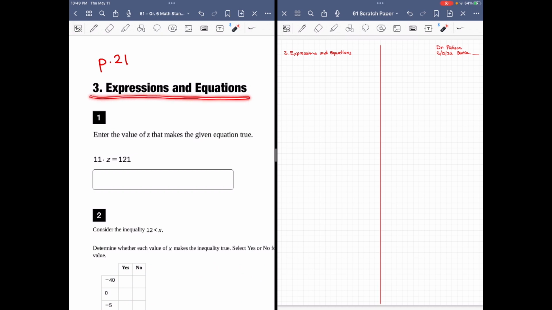Welcome to practice test number 3, expressions and equations. You will find this on page 21. So let's go ahead and set up your scratch paper, fold it in half, and then draw a line straight down the middle.